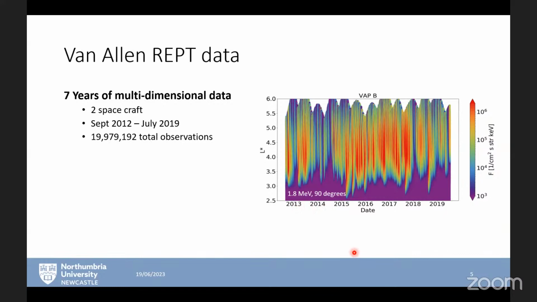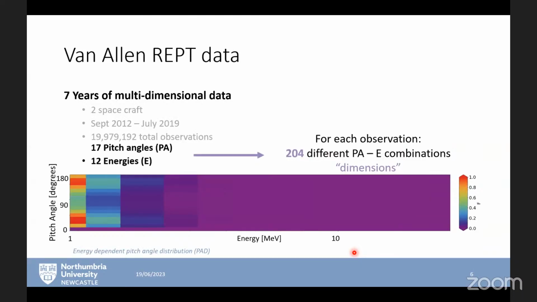Now notice how I mentioned the flux taken at a specific energy and a specific pitch angle. This is because REPT measured flux with respect to 17 different pitch angles and 12 different energies, meaning for each of the 20 million observations, we have a flux measurement with respect to 204 different pitch angle energy combinations. And we call these combinations dimensions.